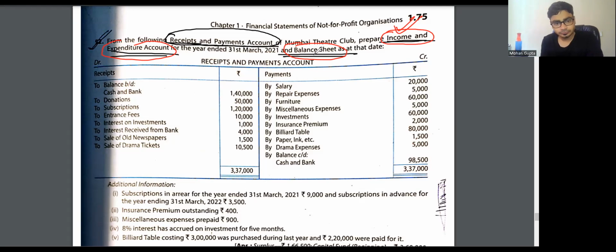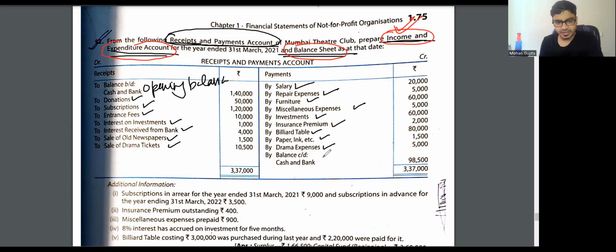As you go through the receipt and payment account, you will find that it's a very normal account, nothing extraordinary. We have the opening balance here, and then other receipts from donations, subscriptions, entrance fees. These are receipts, inflows of money. And on the credit side are the outflows. That is what a receipt and payment account is. It shows inflows and outflows, and at the end the closing balance of cash and bank.